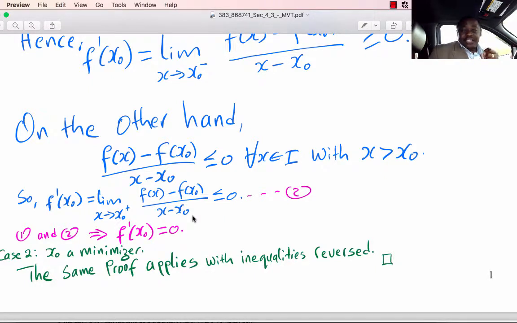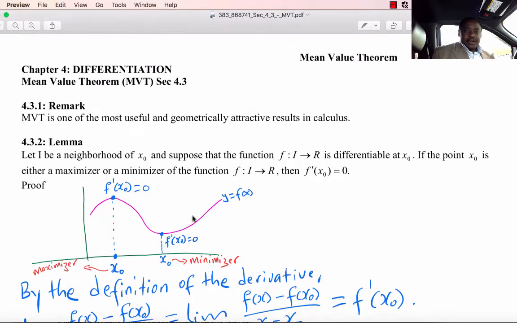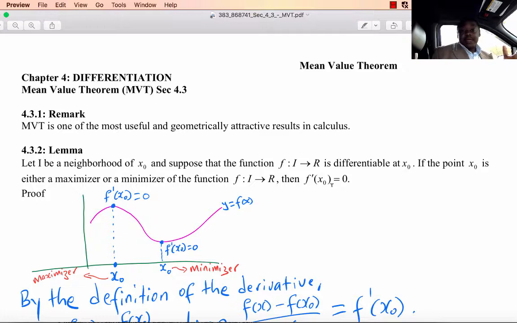What happens if x0 is a minimizer? The same proof applies with inequalities reversed. And that proves our first lemma in this section. Again, what is our statement of the lemma? If f is a function from I to R, where I is a neighborhood of x0, and if x0 is either a maximizer or a minimizer, then the first derivative at the point x0 is 0. Okay, please do not forget that. We'll come back to that later.